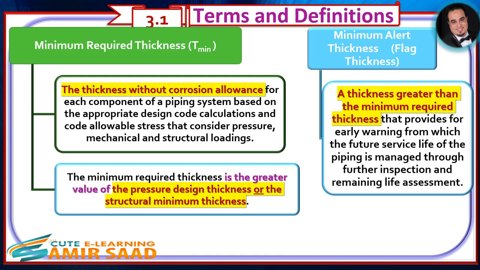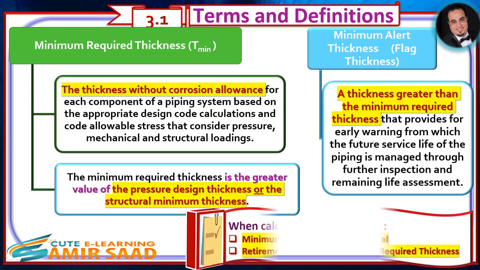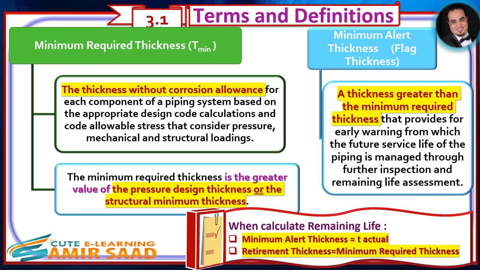Minimum alert thickness, flag thickness: a thickness greater than the minimum required thickness that provides for early warning, from which the future service life of the piping is managed through further inspection and remaining life assessment. Please note that when calculating remaining life, minimum alert thickness equals actual thickness, and retirement thickness equals minimum required thickness.